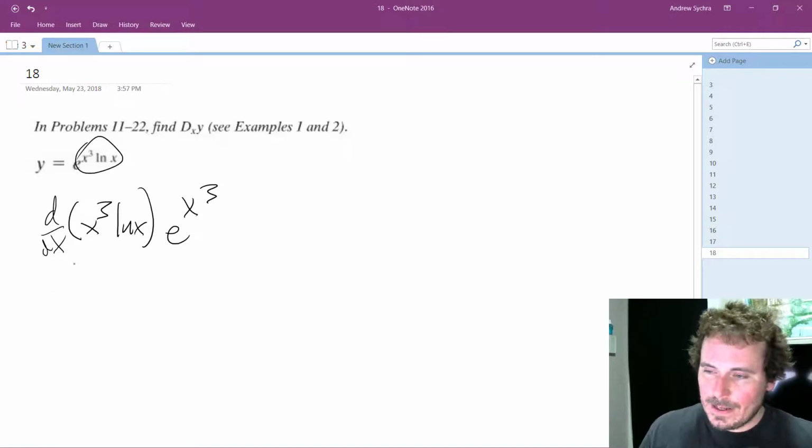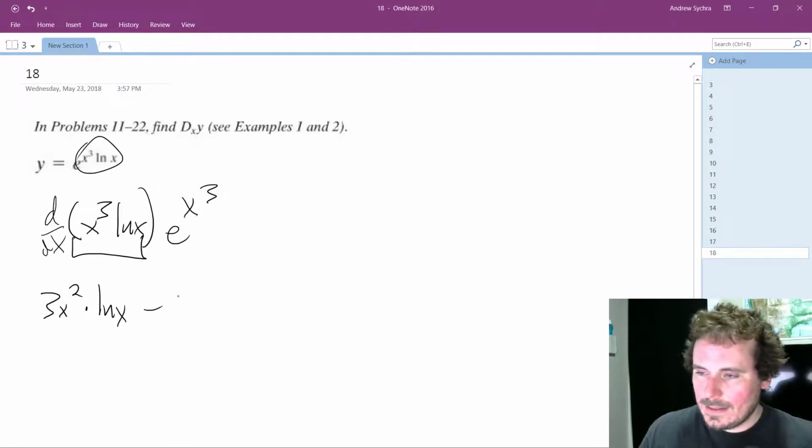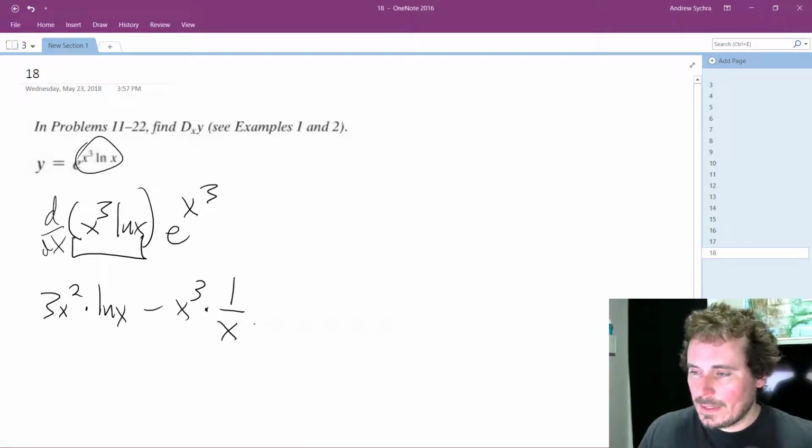So we get, starting off here with this, we get 3x squared times natural log of x, because 3x squared is the derivative of x cubed, plus, and then we get x cubed, and then the derivative of the natural log of x is going to be 1 over x. And then all this times e raised to the x cubed.